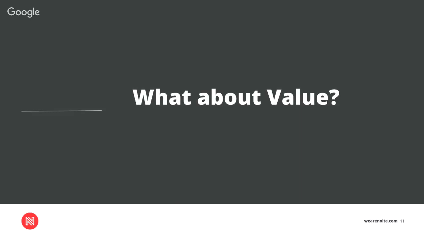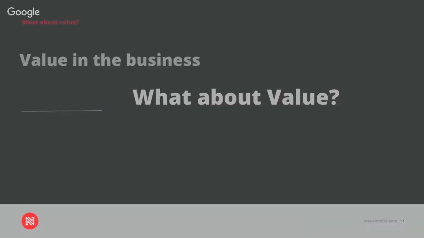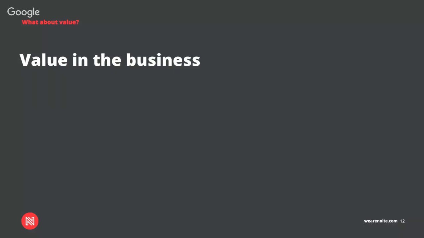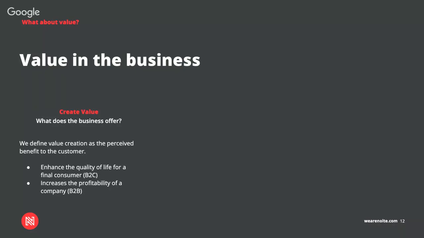Okay, so we now see how these digital products and the technology enable us to have a more effective business model. But let's get back to the business model itself. So what about the value, and what is value itself? So the value in the business, first I mentioned the creation of value. The first part of value creation is what the business offers to their users. So we define the value creation as the perceived benefit to the customer.